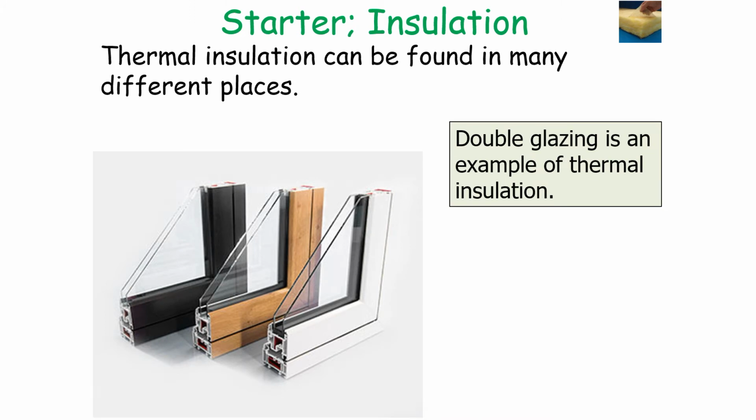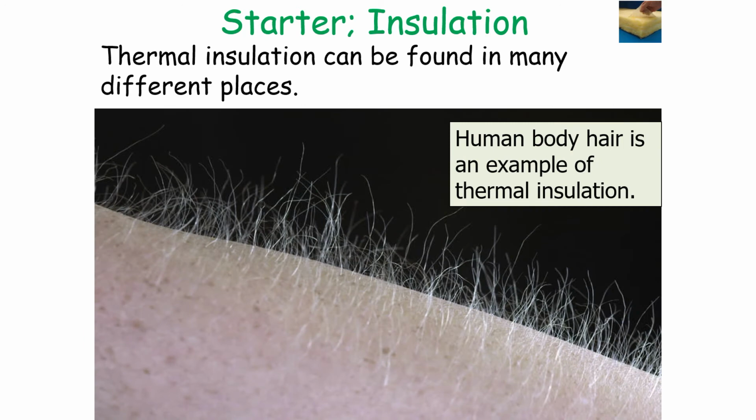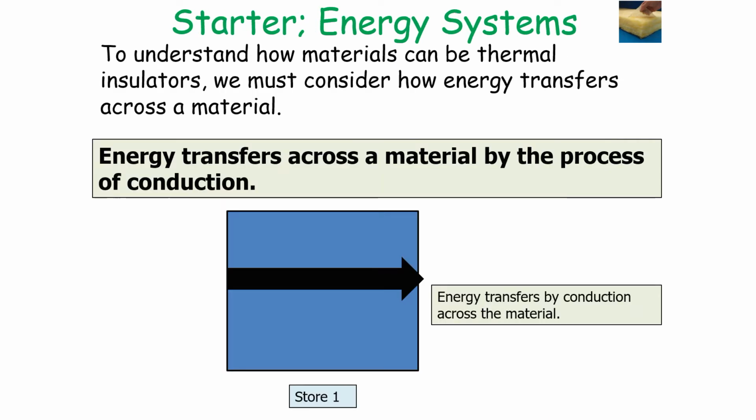Now thermal insulation can be found in many different places. For example, double glazing is an example of thermal insulation. Cavity wall insulation is an example of thermal insulation. Human body hair is an example of thermal insulation. Coats and jumpers are an example of thermal insulation. Now to understand how materials can be thermal insulators, we've got to consider how energy will transfer across a material.